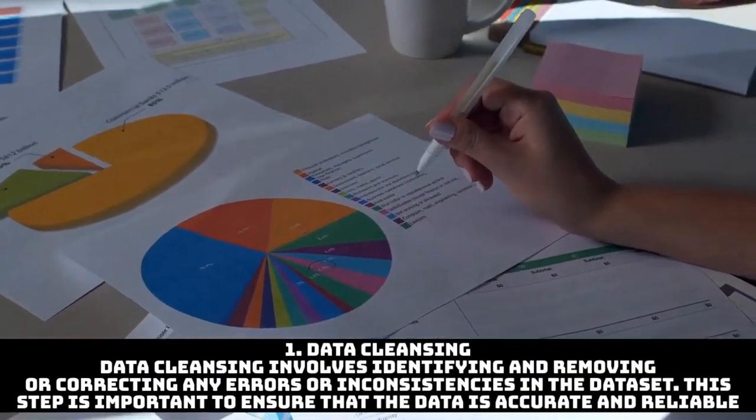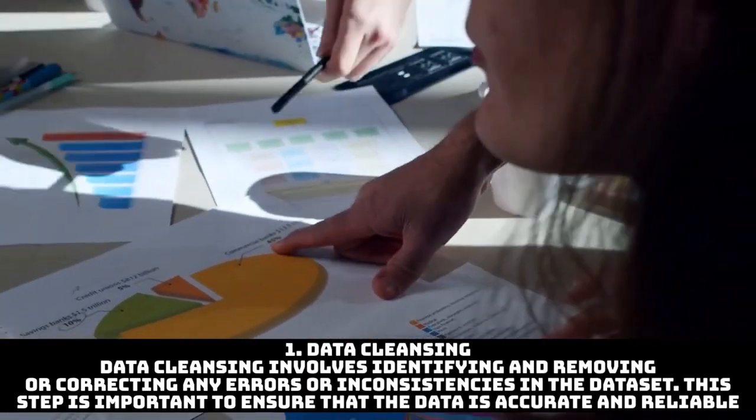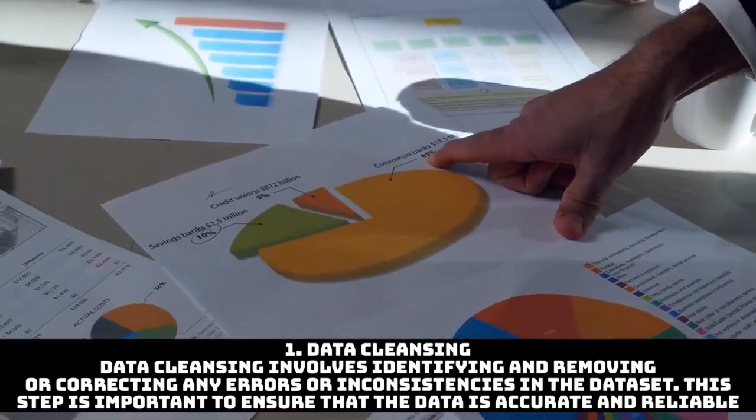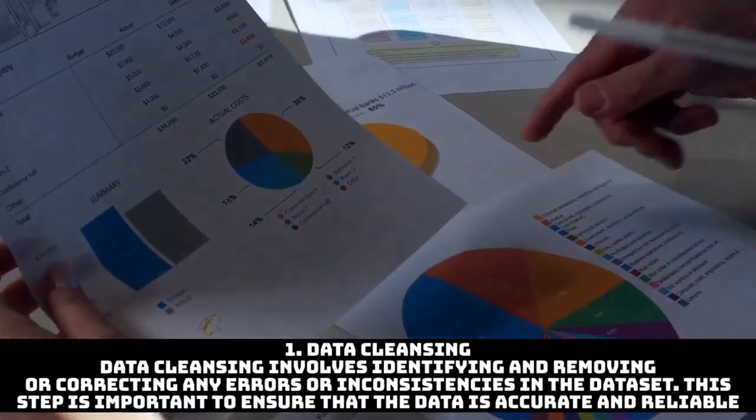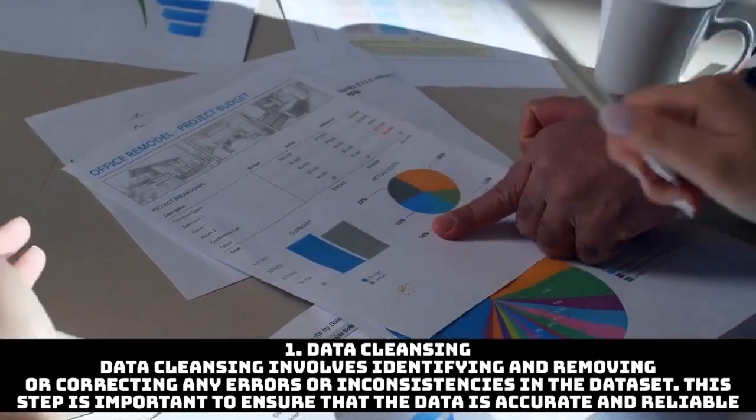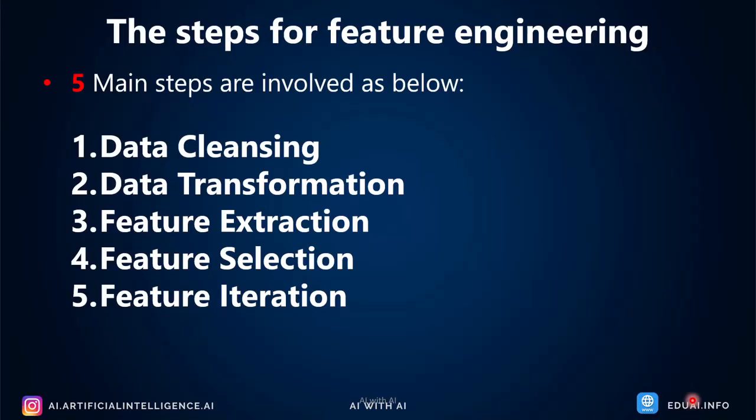First one, data cleansing. Data cleansing, also known as data cleaning or data scrubbing, involves identifying and removing or correcting any errors or inconsistencies in the dataset. This step is important to ensure that data is accurate and reliable. In short, we remove NaNs, nulls, empty spaces, empty rows which are not required. In short, we will be looking at unnecessary variables or symbols embedded in the columns, like question marks or NaN values or spaces, whatever. You might think of cleaning that data before you feed it to the machine learning model. So that's simple data cleaning.